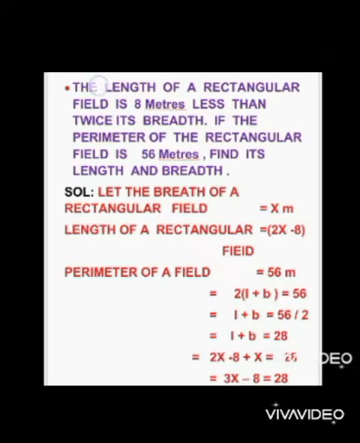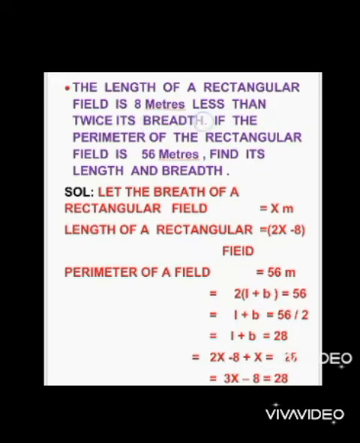The length of a rectangular field is 8 meters less than twice its breadth. If the perimeter of the rectangular field is 56 meters, find its length and breadth. So children, they have given the condition in the question. First let us consider the breadth of the rectangular field to be x meters. Next, according to the condition, the length of the rectangular field will be 8 meters less than twice its breadth.